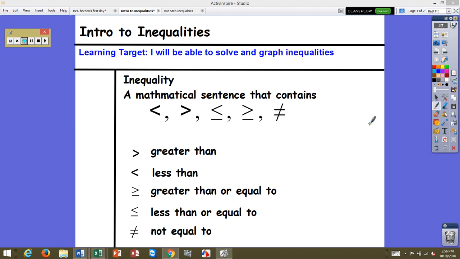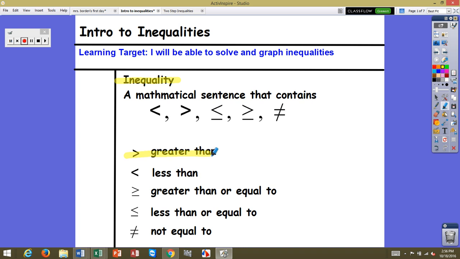Alright students, we are going to learn about inequalities today. This should be a review from 6th grade, but by the end of this video you will be able to solve and graph inequalities. So first we need to understand what an inequality is. Inequalities are mathematical sentences that contain the following symbols. Please take a minute and write down each symbol and the words that describe that symbol.